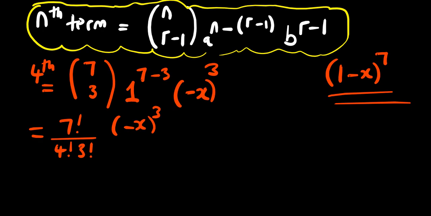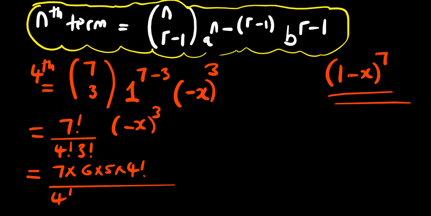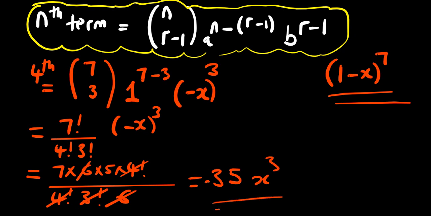Now that I've got such an expression, allow me to solve the combination. I'm going to say 7 multiplied by 6 multiplied by 5 multiplied by 4 factorial. I've written 4 factorial because I'll take advantage of the 4 factorial that we have down, so the 4 factorial and the 4 factorial can go. 3 factorial is 3 times 2 times 1, which is 6. So 6 divided into 6 is just 1. 7 multiplied by 5 is 35. Then I've got a negative x, so it's negative 35 x to the power 3. So this will be our fourth term.